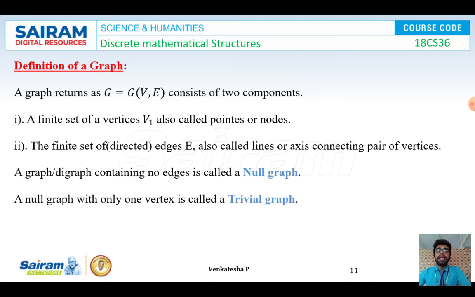Now a graph or digraph containing no edges is called a null graph. I mean only vertices will be there, no lines or arcs connecting the vertices. That kind of graph is called a null graph. A null graph with only one vertex is called a trivial graph. A graph with only one vertex is called a trivial graph.